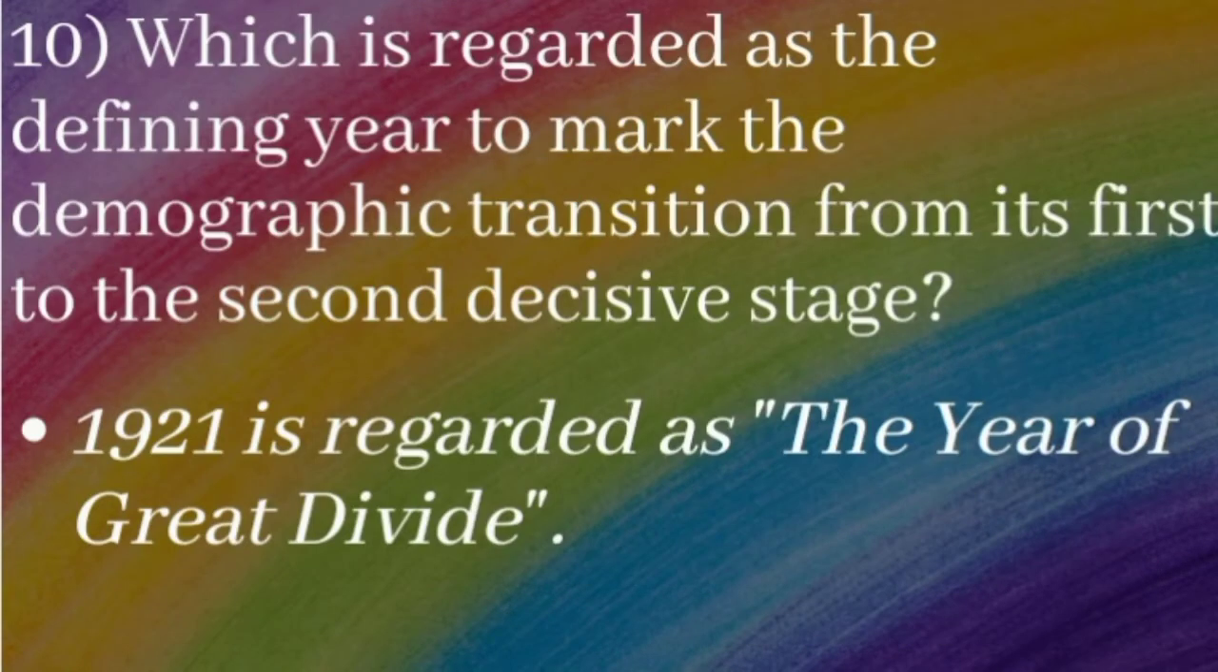Then coming to the 10th question, which is regarded as a defining year to mark the demographic transition from its first to the second decisive stage. So the year of the great divide, or the defining year of demographic transition, is 1921. Before it, we were in the first stage of demographic transition, and after 1921, we were in the second stage of demographic transition.